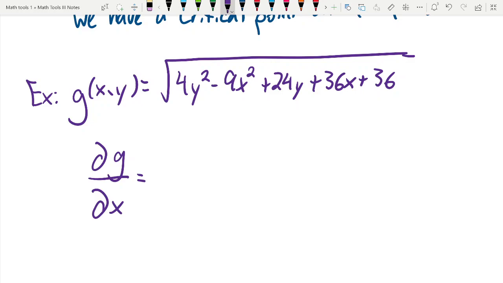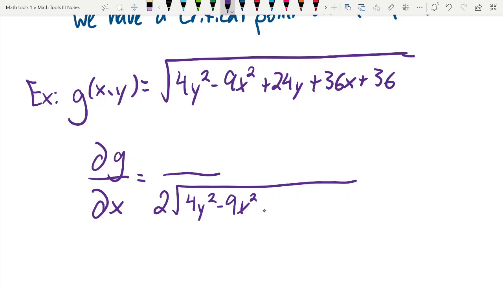Okay. So the partial derivative here, if you remember from the square root function, it's basically going to be the derivative of the inside divided by 2 times the square root of that entire thing. So we're remembering that this is all raised to the 1/2 power, and then we're implementing the chain rule here.